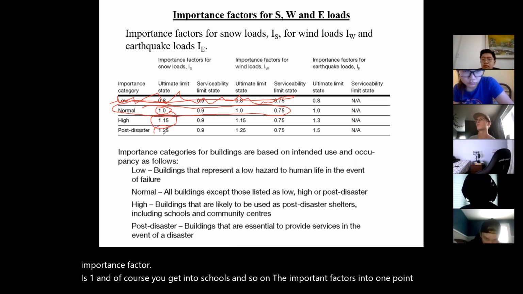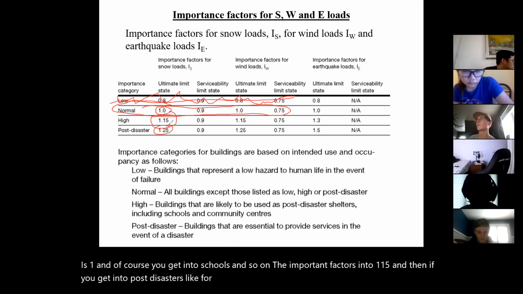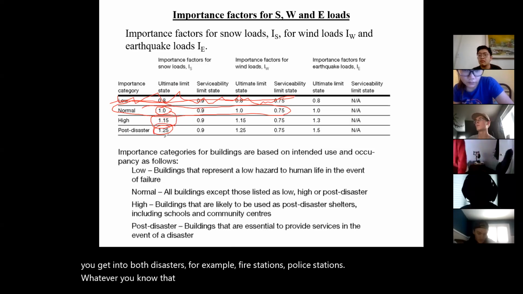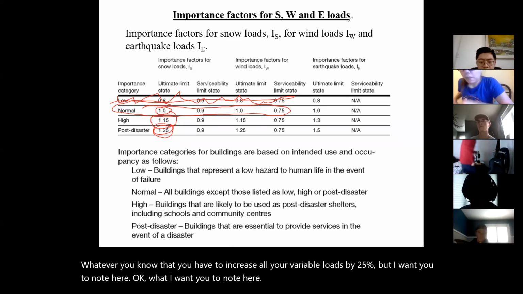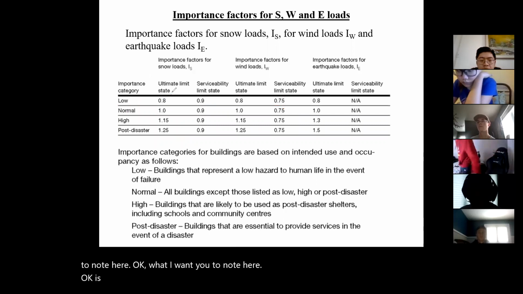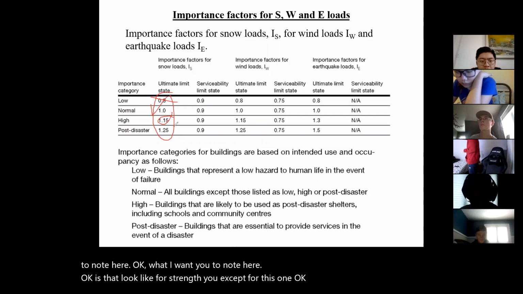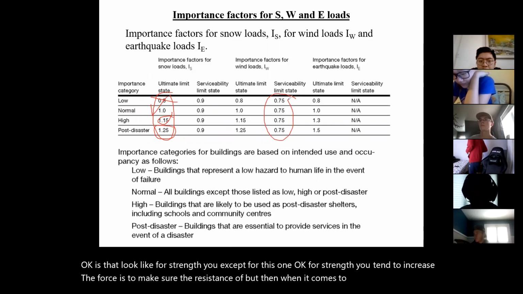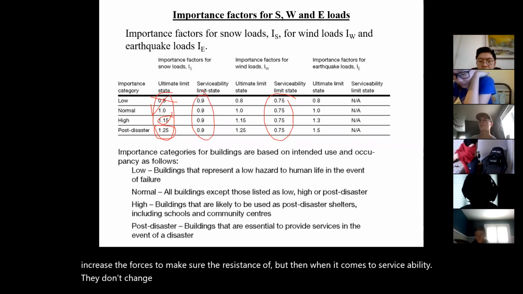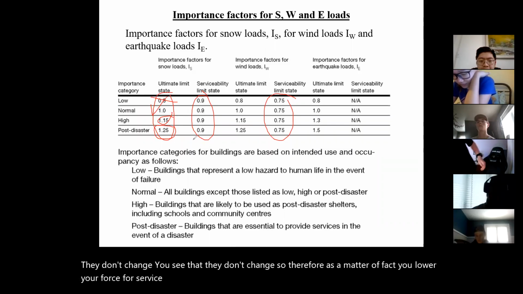And then if you get to post disaster, like for example, fire stations, police stations, whatever, you know that you have to increase all your variable loads by 25%. What I want you to note here is that for strength, you tend to increase the forces to make sure they're resisting that. Then when it comes to serviceability, they don't change. You see that? They don't change. So therefore, as a matter of fact, you will lower your force for serviceability instead of increasing it.